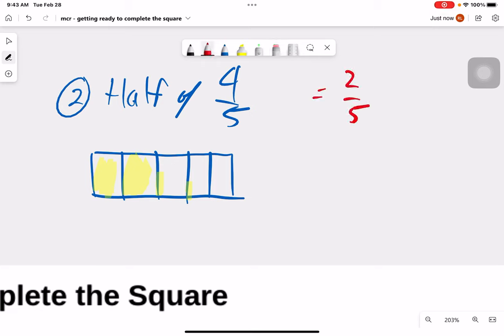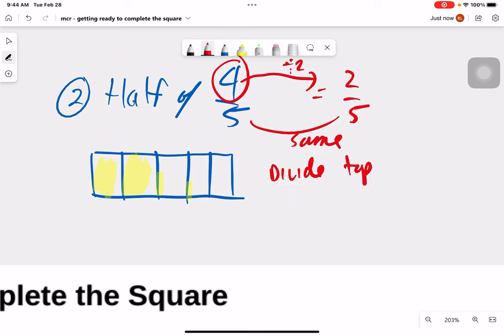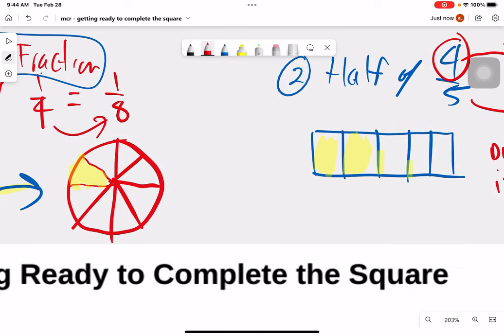So if you notice, what did I do? Well, I just took the top and I divided by 2. I kept the bottom the same. Now, when can you do this? Well, pretty obviously, the only nice numbers to divide by 2 are even numbers. So, divide the top of the fraction by 2 if the top is even, if you want to get half of a fraction.